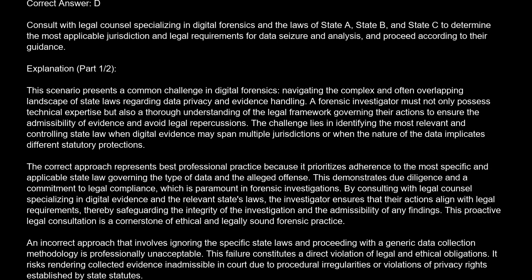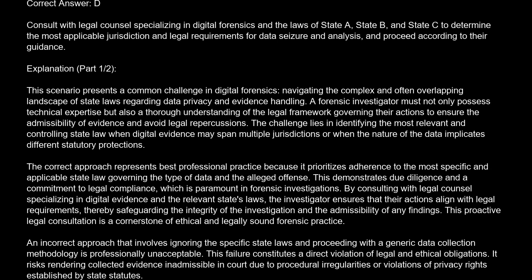The challenge lies in identifying the most relevant and controlling state law, when digital evidence may span multiple jurisdictions, or when the nature of the data implicates different statutory protections. The correct approach represents best professional practice because it prioritizes adherence to the most specific and applicable state law governing the type of data and the alleged offense. This demonstrates due diligence and a commitment to legal compliance, which is paramount in forensic investigations.